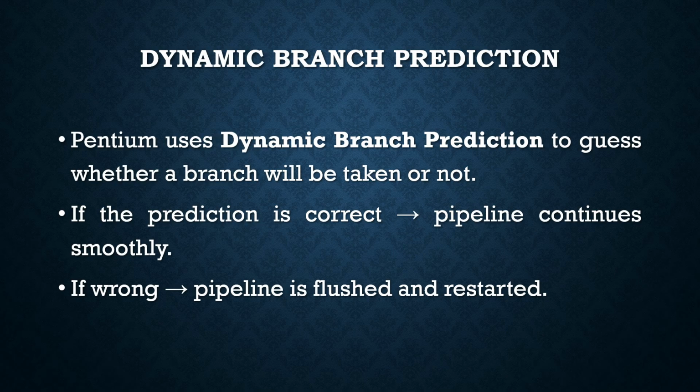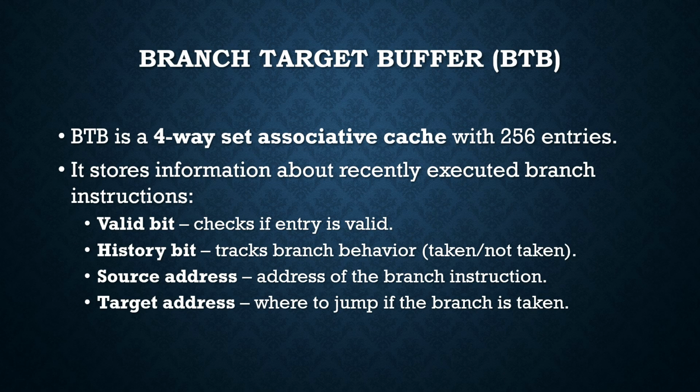So in order to enhance this branch prediction methodology, Pentium uses a dynamic branch prediction methodology in order to guess whether a branch will be taken or not. If the prediction is correct, the pipeline continues smoothly. If it is wrong, the pipeline is flushed and restarted. This dynamic branch prediction methodology is implemented using a branch target buffer (BTB).